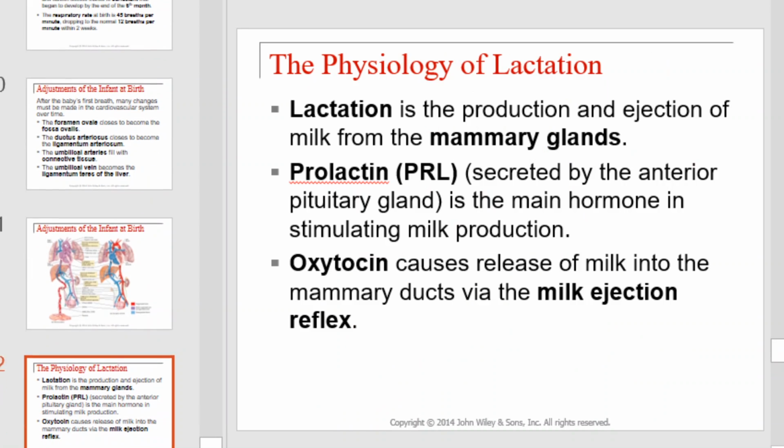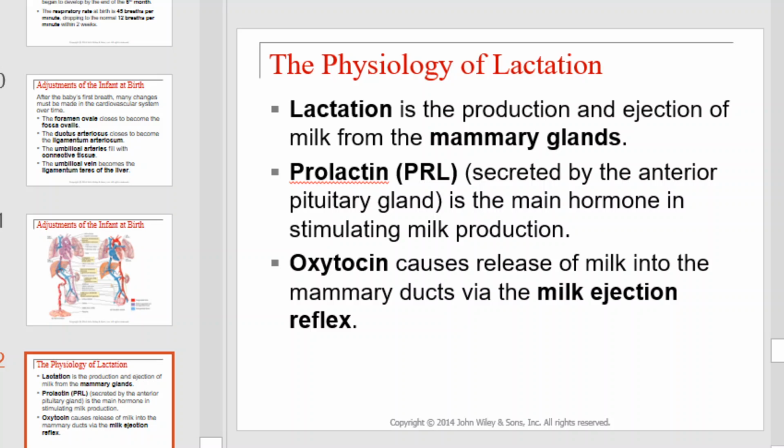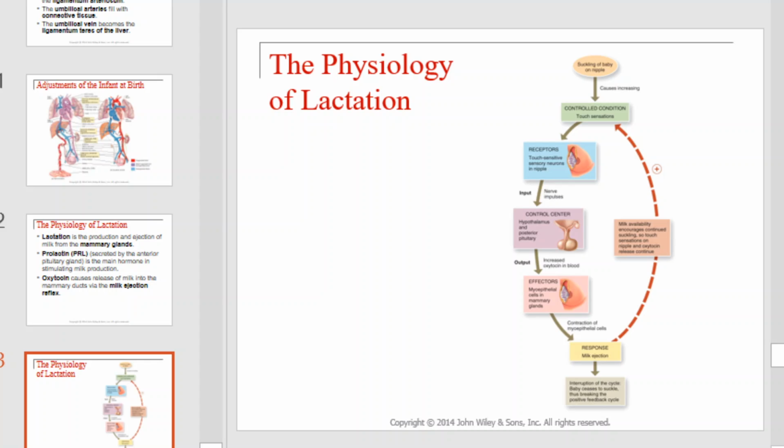The physiology of lactation. Lactation is the production and ejection of milk from the mammary gland. Prolactin, which is secreted by the inferior pituitary gland, is the main hormone in stimulating milk production, while oxytocin causes the release of milk into the mammary duct via milk ejection reflex. Those processes are governed by a feedback mechanism illustrated here.